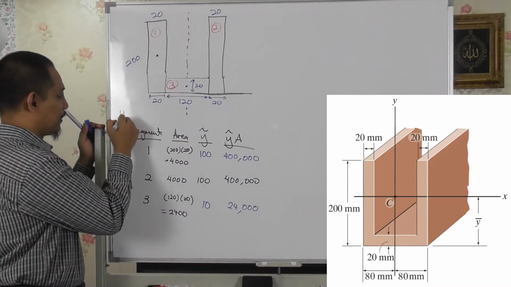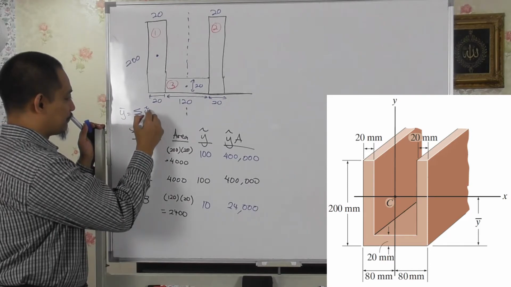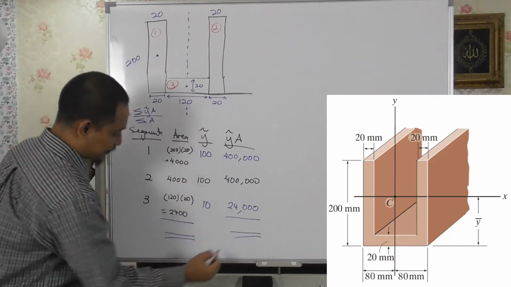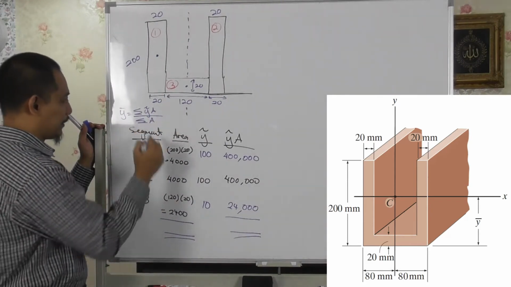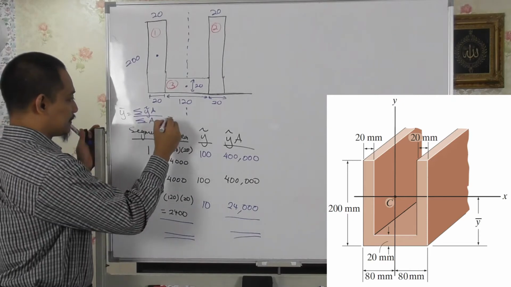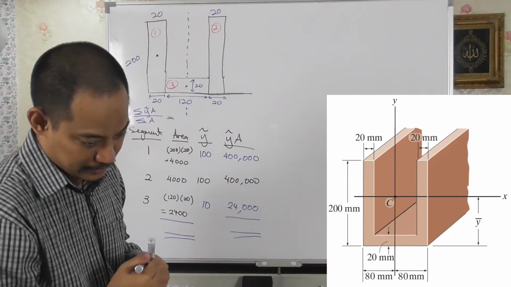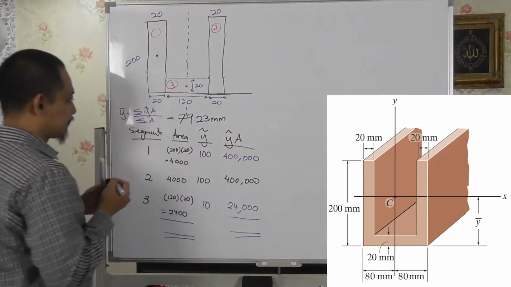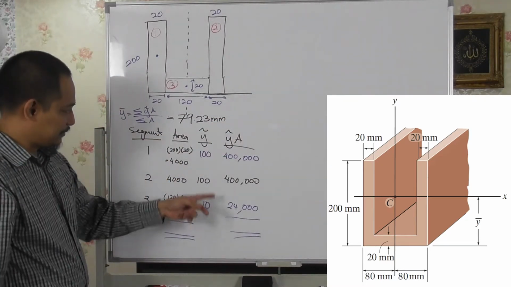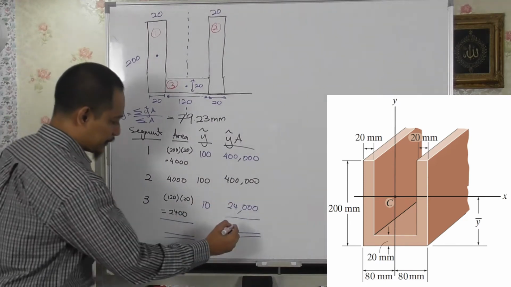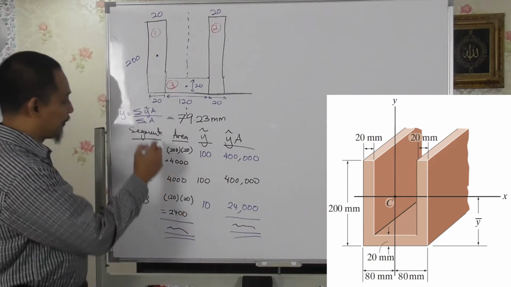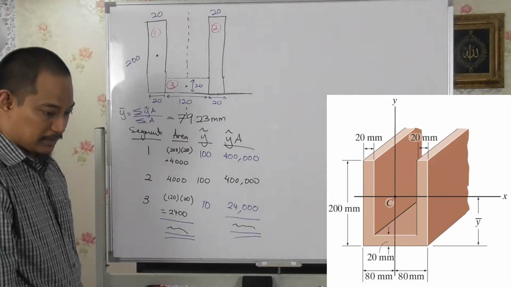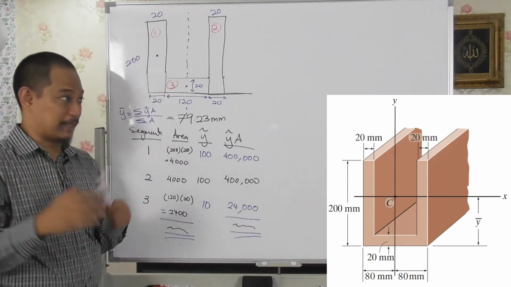It is y bar equals summation of y wave A divided by summation of A. So you get the summation here and summation here, you plug in, and you can get y bar. The answer, so do verify, is 79.23 millimeter. You add this one, you add this one, plug in summation of y wave A and summation of A, and you should get that. Do verify that.